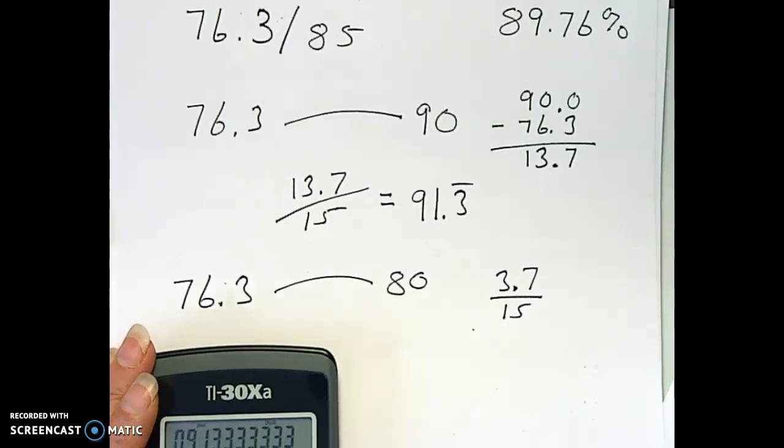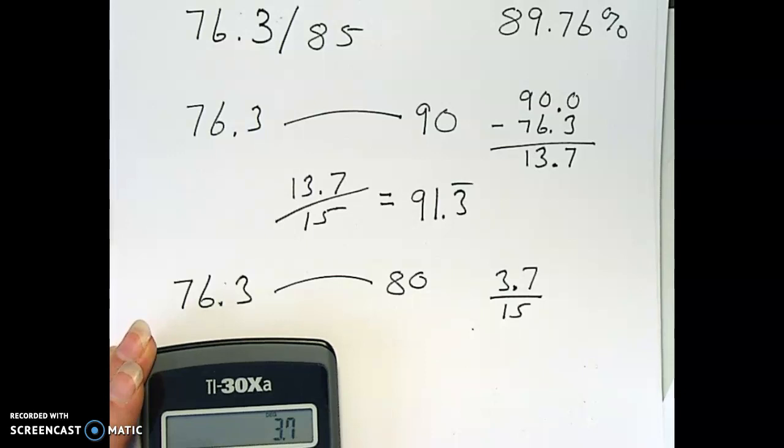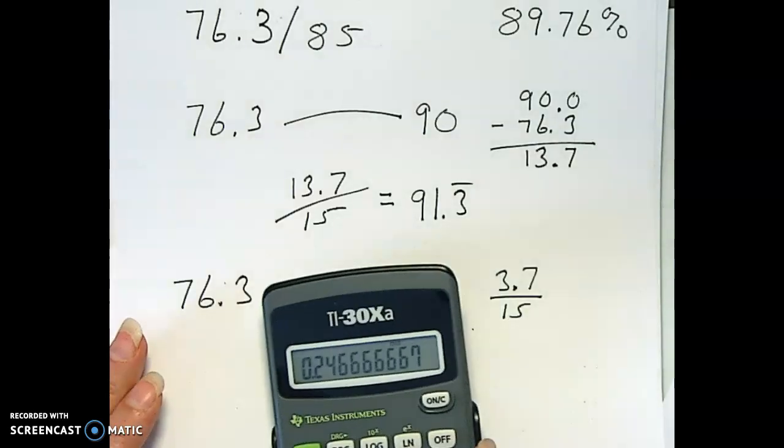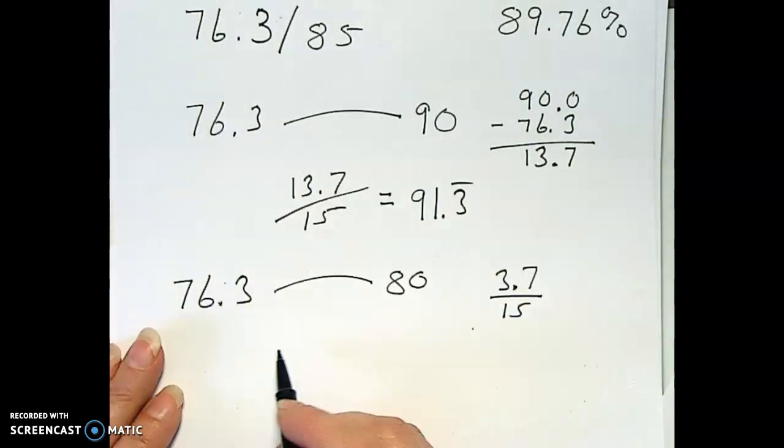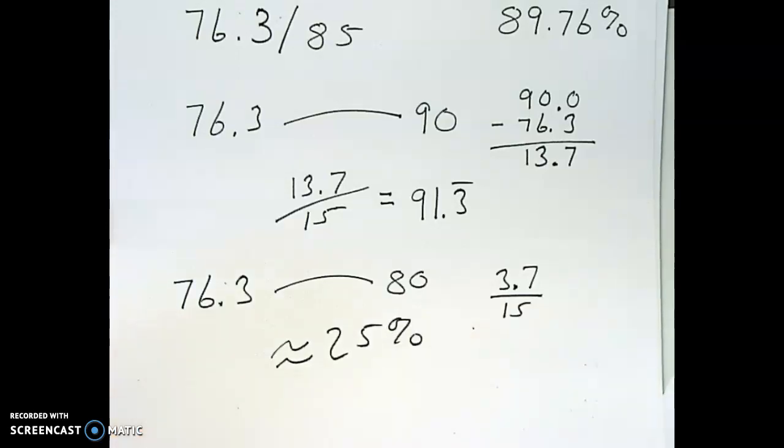And 3.7, oh, clear. 3.7 divided by 15, that's really low. So 24.6, let's just say. So if you get a 25% on the final, then you can keep your B.